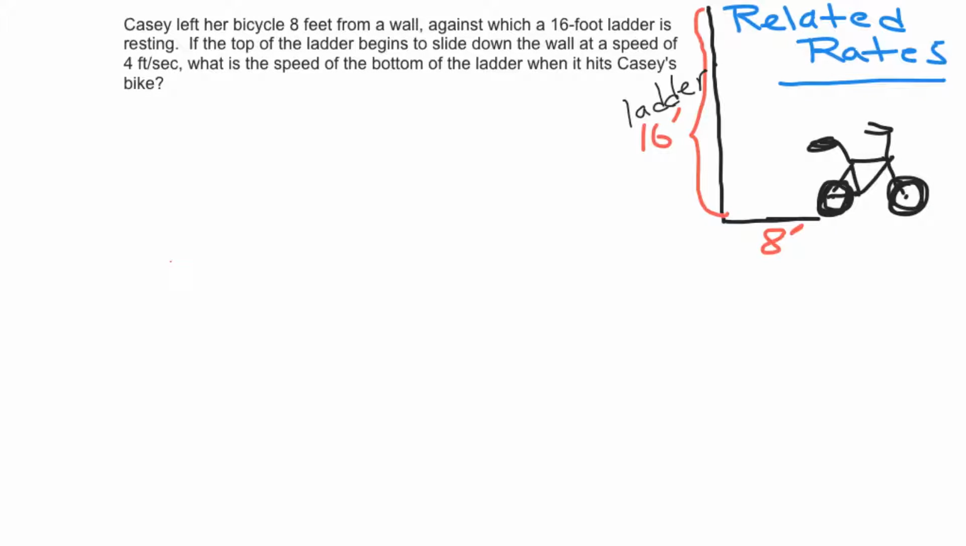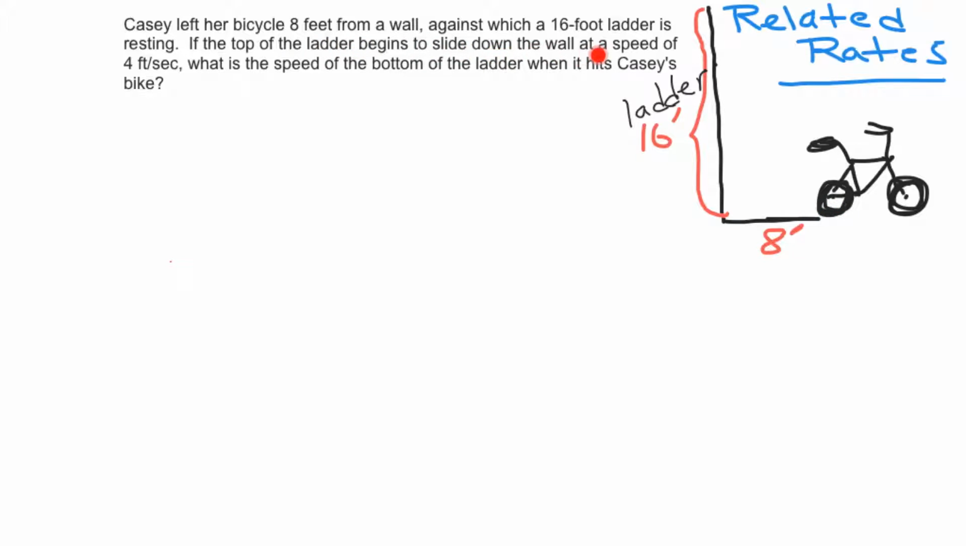Here we have what's called a related rates problem. We'll discuss why it's that type of problem in a moment, but let's take a look at it. Casey left her bicycle 8 feet from a wall. So here's Casey's bicycle, here's the wall, and the back of the bicycle is 8 feet away.